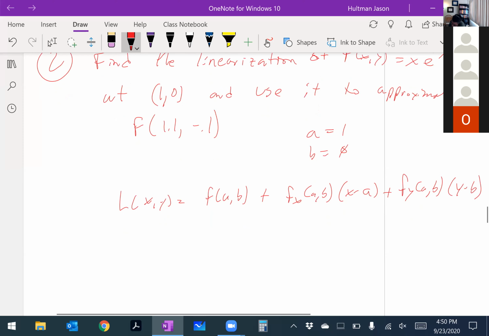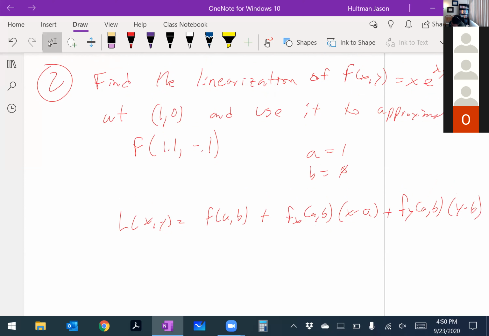First we've got to figure out what our partials are. What's the partial derivative of this thing with respect to x? Well, that's going to be a product rule. The derivative with respect to x of x is 1 times the second, plus the derivative of the second, which is y e to the xy, times the first, which is x.